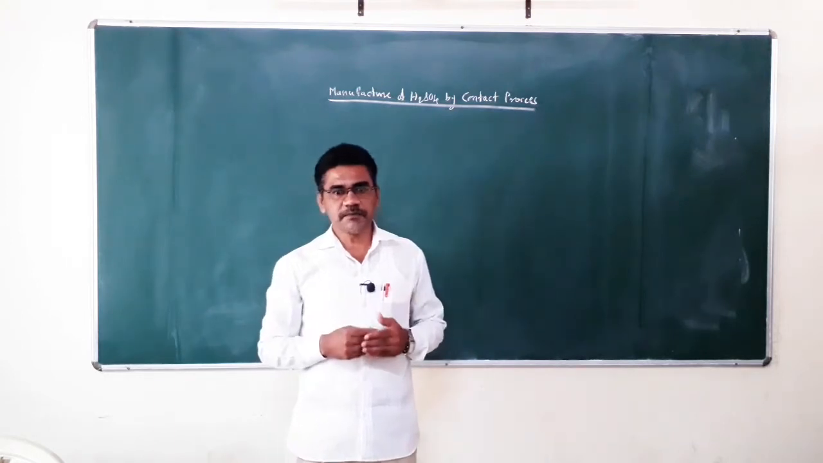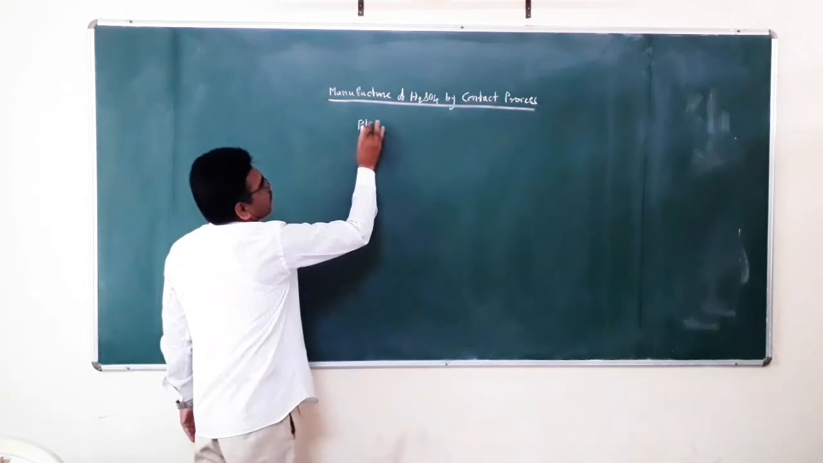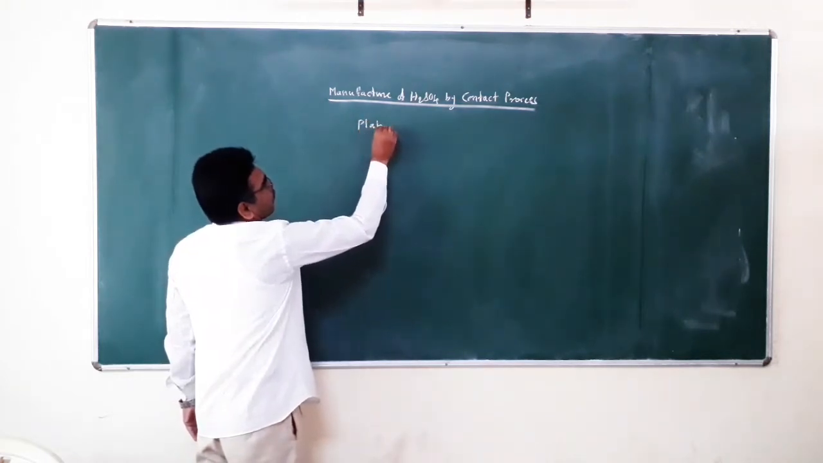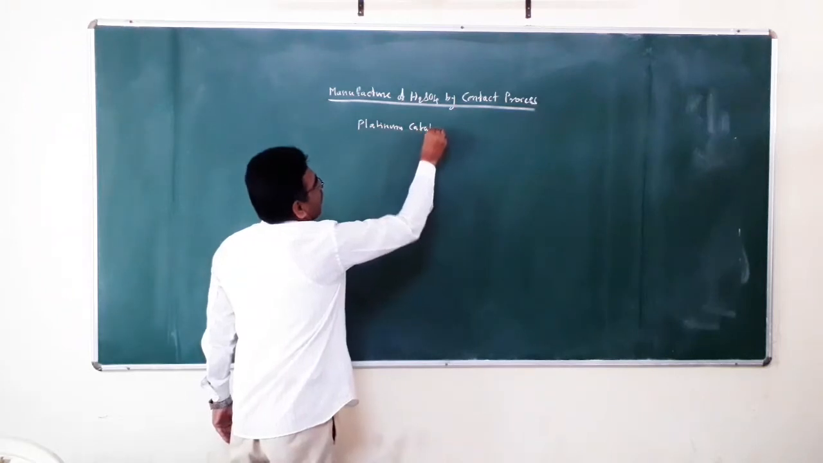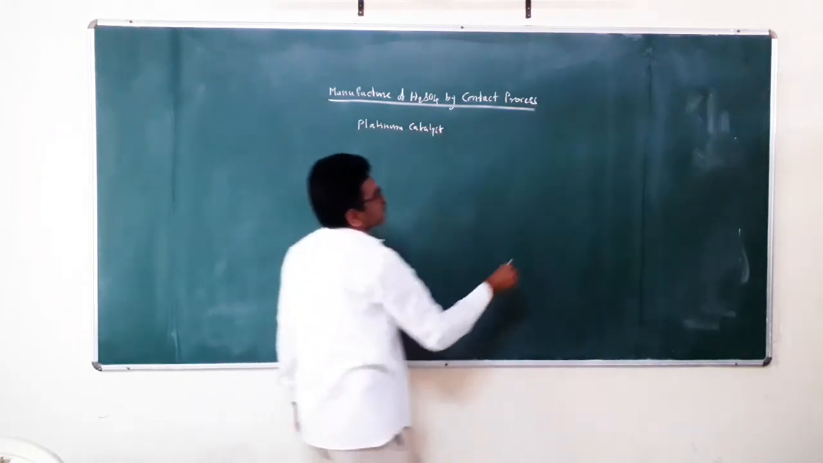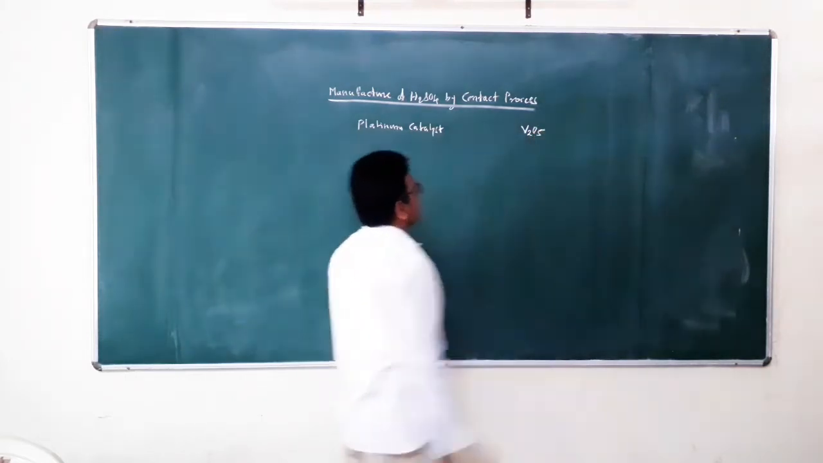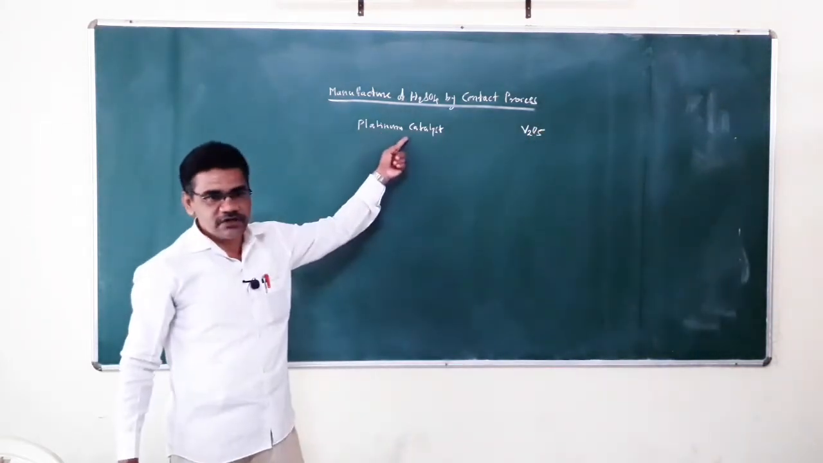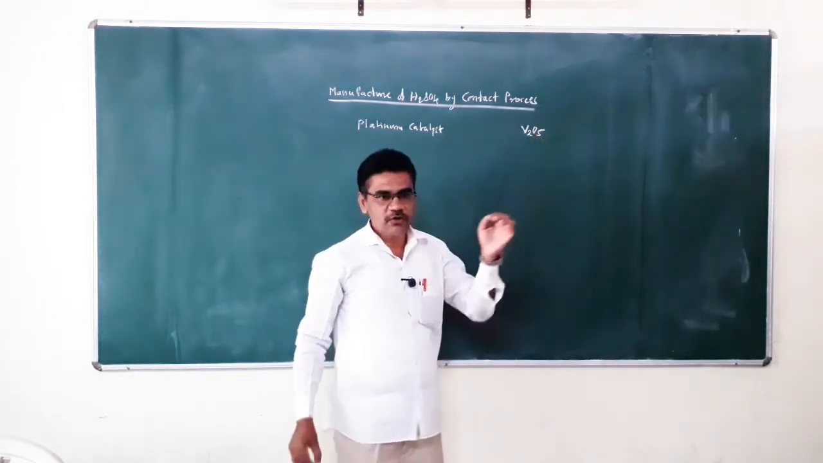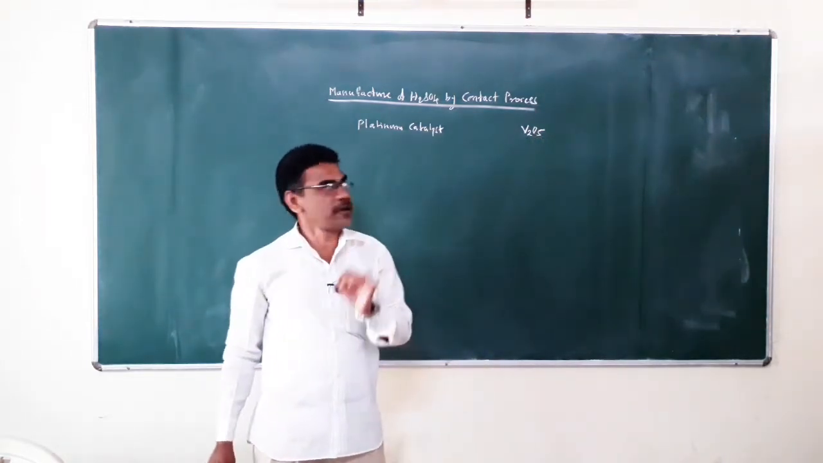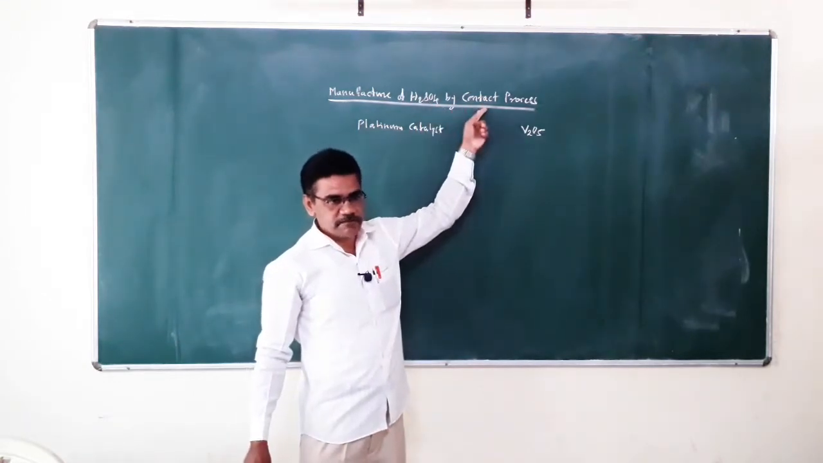First catalyst is platinum catalyst, and second one is vanadium catalyst. That is, platinum is the asbestos and second one is vanadium pentoxide. But out of this, which is better for the manufacture of sulfuric acid in contact process?